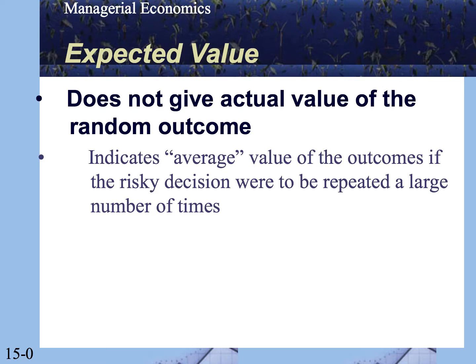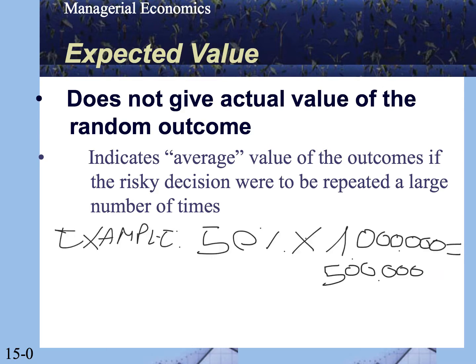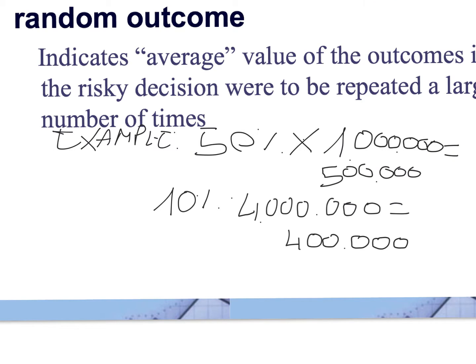For example, if we have a percentage of 50%, we have to multiply it by an outcome of, for example, 1,000,000, and we have 500,000 euro. And this is another example. So the percentage is really important to give the right weight to the final average value.